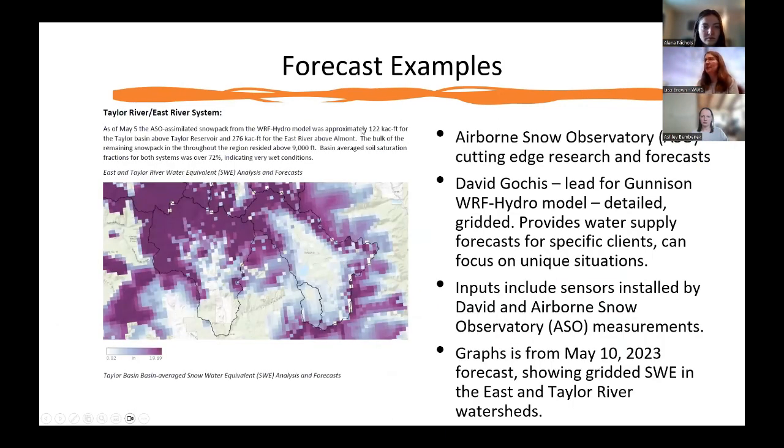Okay, so then we're going to jump over to some of our forecast examples. Once we've got all of this raw data collected, what can we do to start predicting how the water year is going to pan out for us?